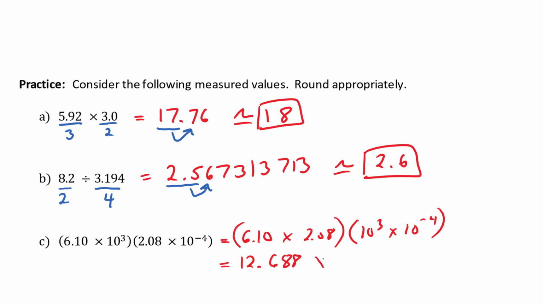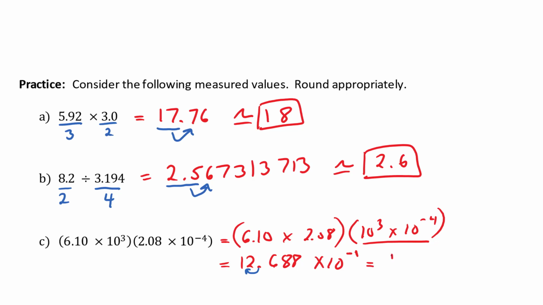12.688 times 10. Combine these now. We're multiplying 2 exponents with the same base, so we add the exponents. 3 plus minus 4 is going to be minus 1. This number is not in proper scientific notation. Let's convert it over to proper scientific notation. We can move the decimal place over 1.